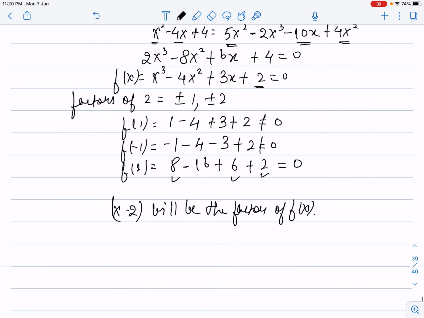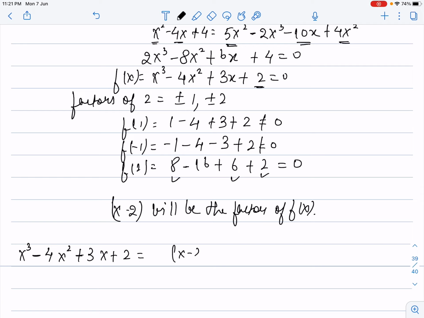Do we know that dividend is equal to divisor into quotient plus remainder? The division algorithm I could adopt, or synthetic division, or the long division method. But the easiest way is the synthetic division or the division algorithm. So let's see the division algorithm.